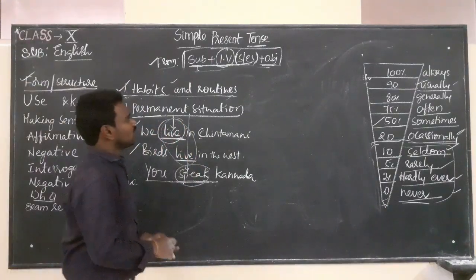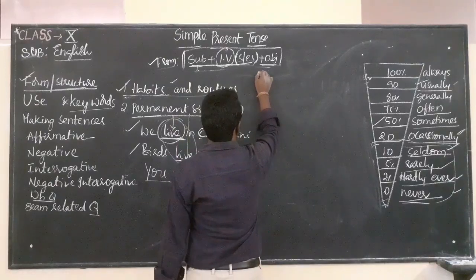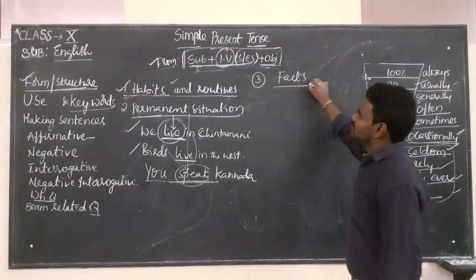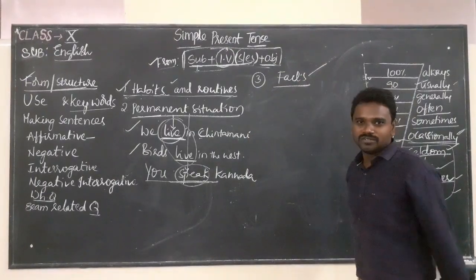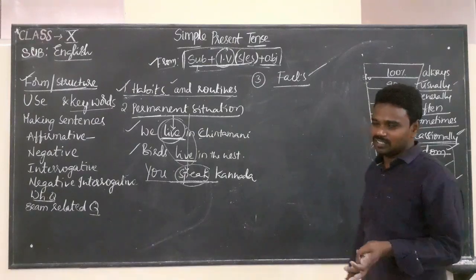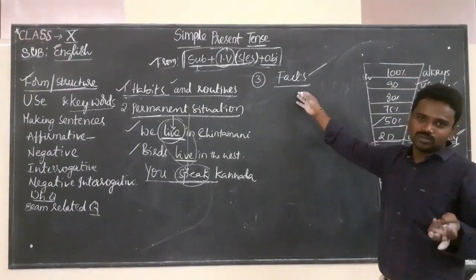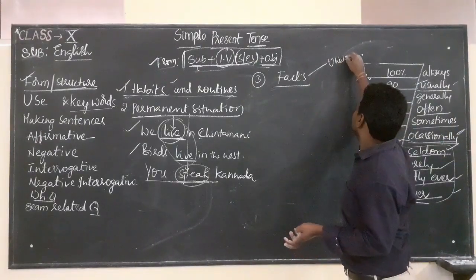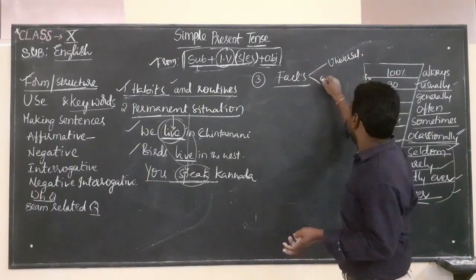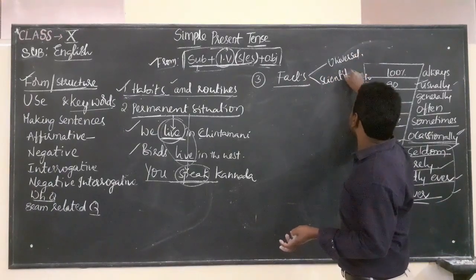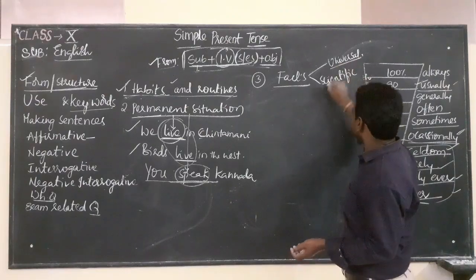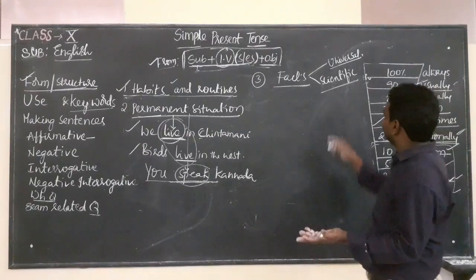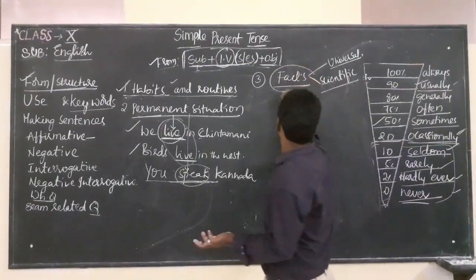Now let's move to the third usage, which is facts. What is meant by fact? Facts are universal facts, universal truth, scientific truth. A fact is nothing but truth. There are many universal and scientific facts, and they come under facts.